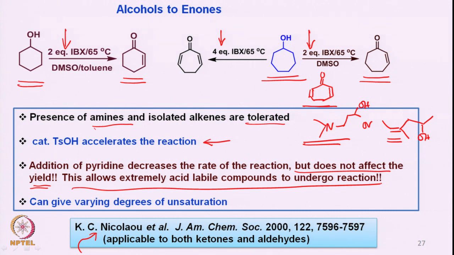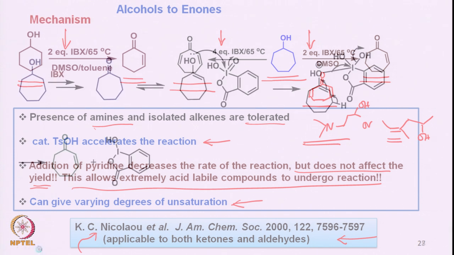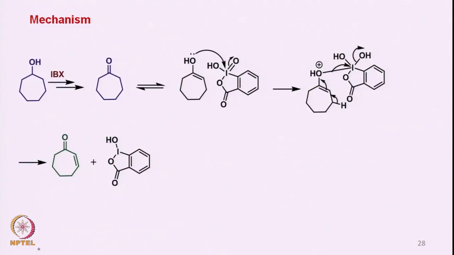It is very similar to the Dess-Martin periodinane oxidations, but this particular reagent allows a few other transformations to occur also. It can give varying degrees of unsaturation, that means you have the possibility of getting such kind of unsaturations here, as I mentioned above. So in this particular paper one can see some aspects of this reaction. Now what is the mechanism of the conversion of this alcohol to enones?